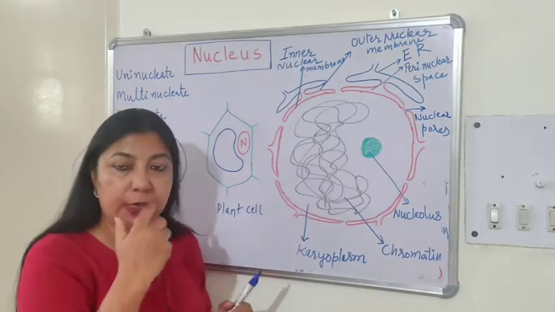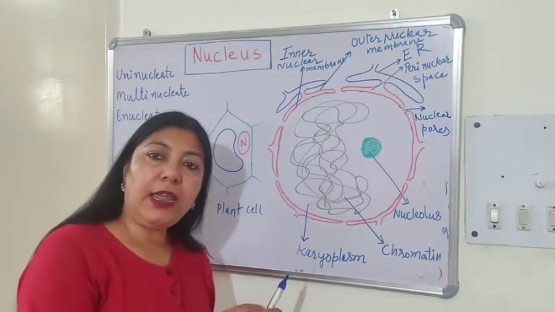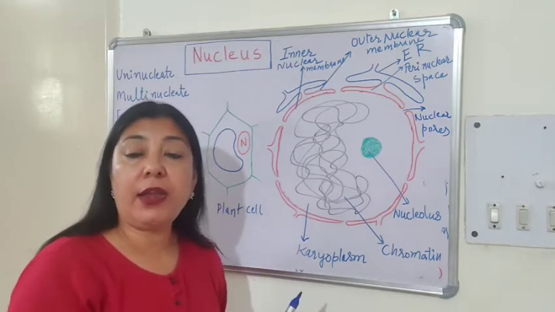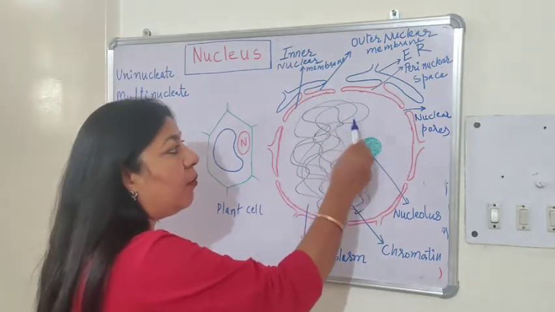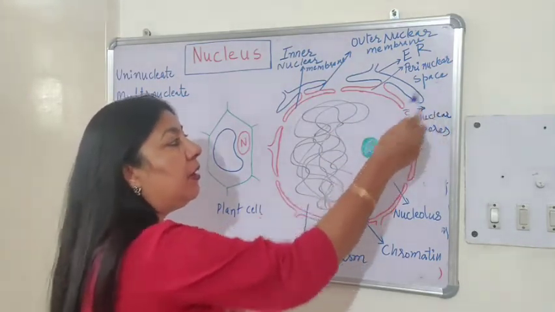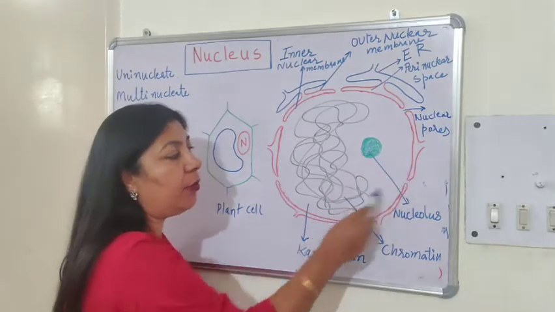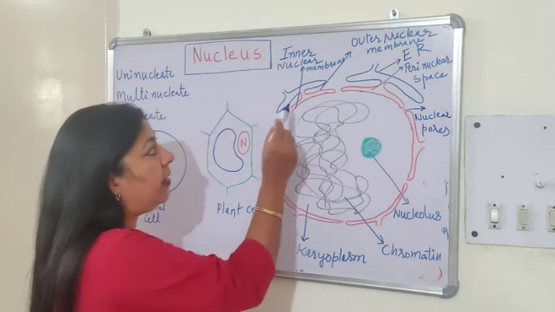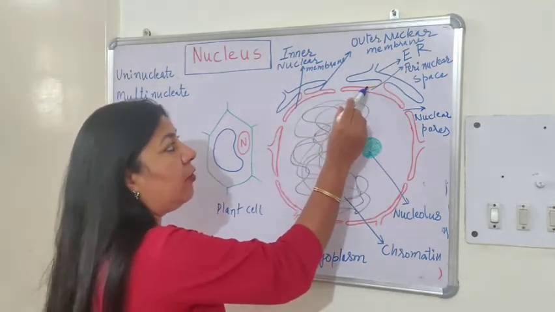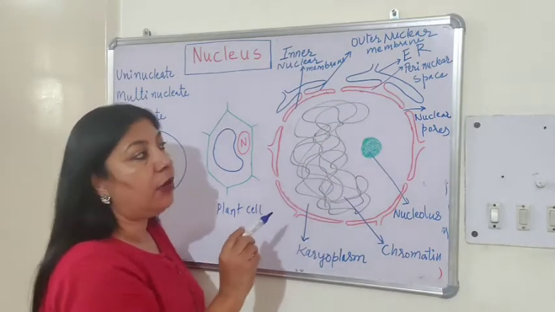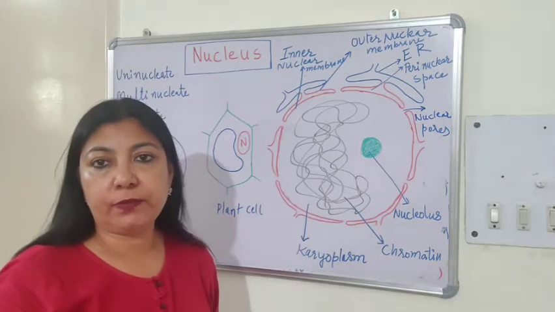In the nucleus, there is a process called transcription. In transcription, DNA produces RNA, mainly mRNA, and these mRNA move from the nucleus into the cytoplasm. These are the nuclear pores. And there is a space between them, and that space between the outer nuclear membrane and the inner nuclear membrane is called the perinuclear space.